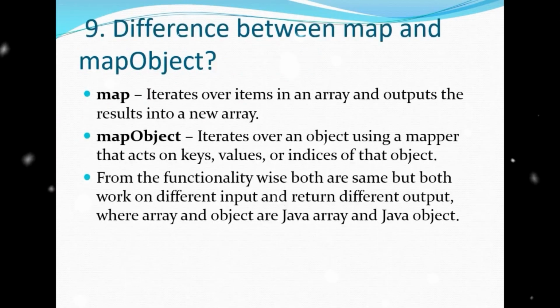9. Difference between map and mapObject. Map iterates over items in an array and outputs the results into a new array. MapObject iterates over an object using a mapper that acts on keys, values, or indices of that object. Functionality-wise, both are the same, but they work on different input and return different output, where array and object are Java array and Java object.